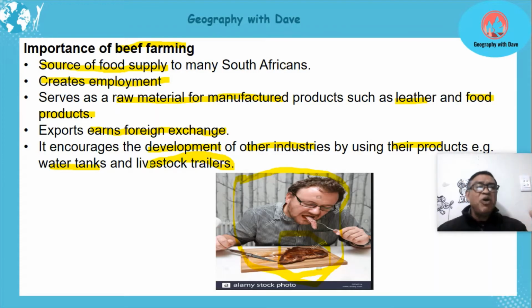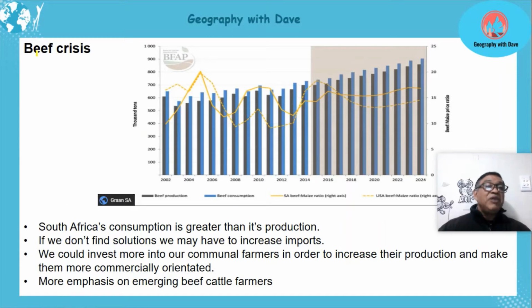Beside the economic development, the specifics to the economic development. I'm going to switch the slide. This guy eating the steak is making me very, very hungry. All right, let me go forward. Now, there's going to be a beef crisis. I call it the beef crisis in the future, it seems.